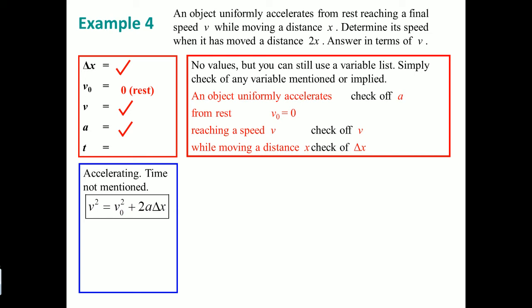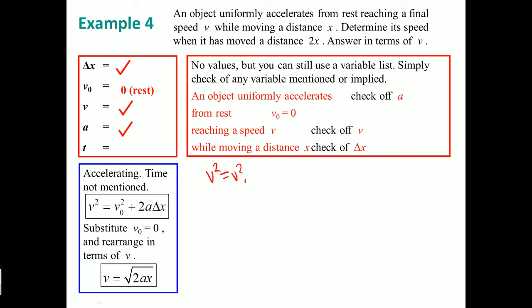But you notice that you have your v naught equals 0, so you can now get v equals the square root of 2ax. How I got that is this. Let me show you the algebra really quick. This goes to 0. v squared is equal to 2a delta x. Now you want to square root both sides. You get v is equal to the square root of 2a delta x. Okay? That's how I got here.